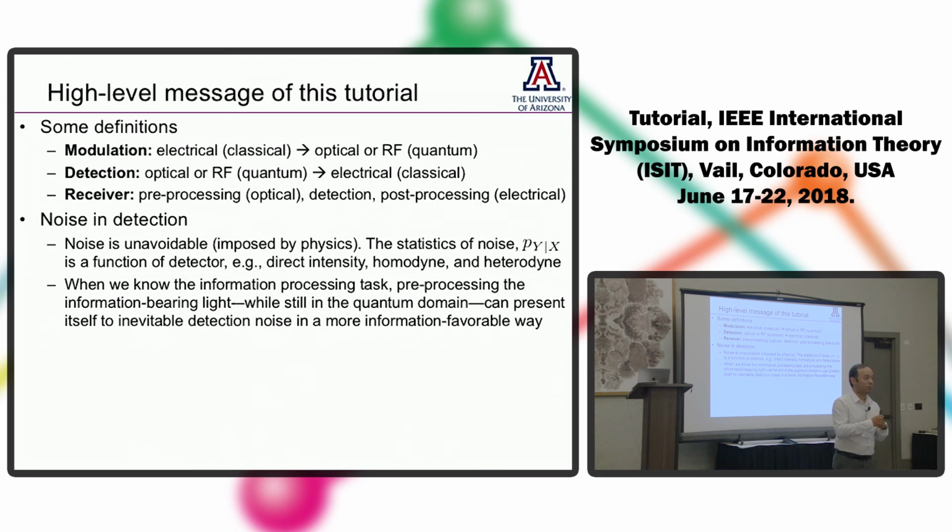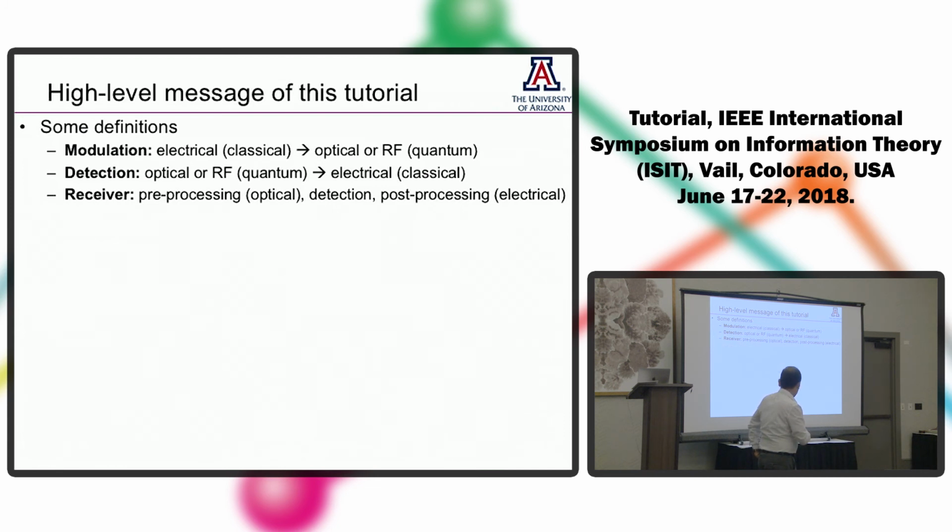Sometimes that may involve some non-classical transformations in order for you to present that information-bearing light in the most favorable way to the detection noise that is yet to come. Because we know how detection noise will get added on my signal, I can do something before that detection happens. That's the most important thing that we'll be seeing more. This is the theme that will be coming multiple times through this tutorial.